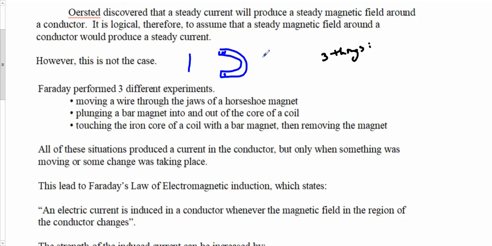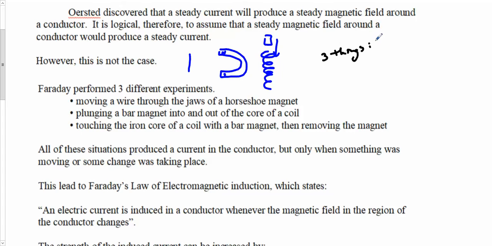If he had a coil, and he took a bar magnet and put the bar magnet into the coil, current started to flow in the coil until he stopped moving the bar magnet, and then it would stop. And then he took the iron core of a coil with a bar magnet, and then he removed it, touching the core. But as long as things were changing, he was getting current.